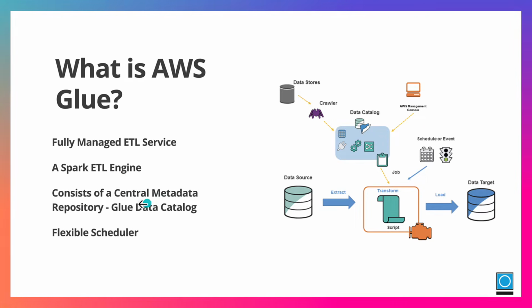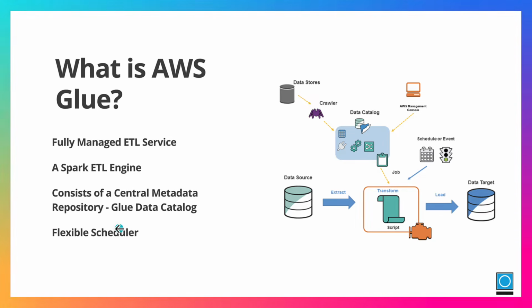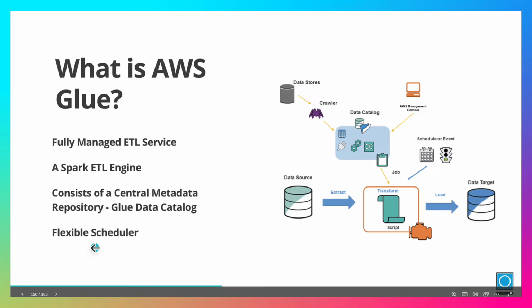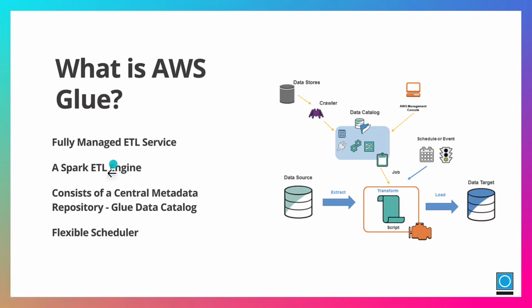It consists of a central metadata repository called the Glue data catalog. We will cover this in depth and set up some databases and tables during this tutorial, but this is a key component that we will cover. And it also has a flexible scheduler. Again, we'll cover this in the tutorial. I'll show you how it works. It's not the only way to schedule things inside Glue, but it is certainly good to know that you don't have to leave the Glue environment to do this.